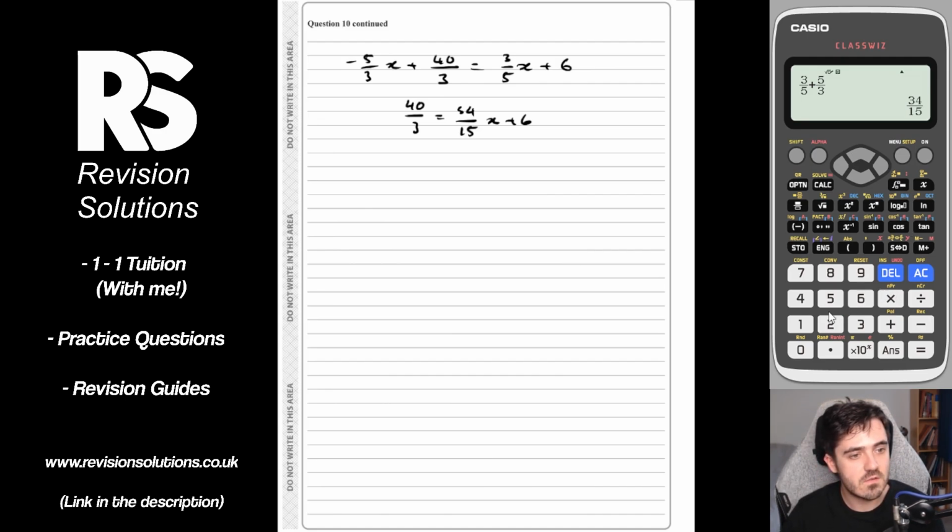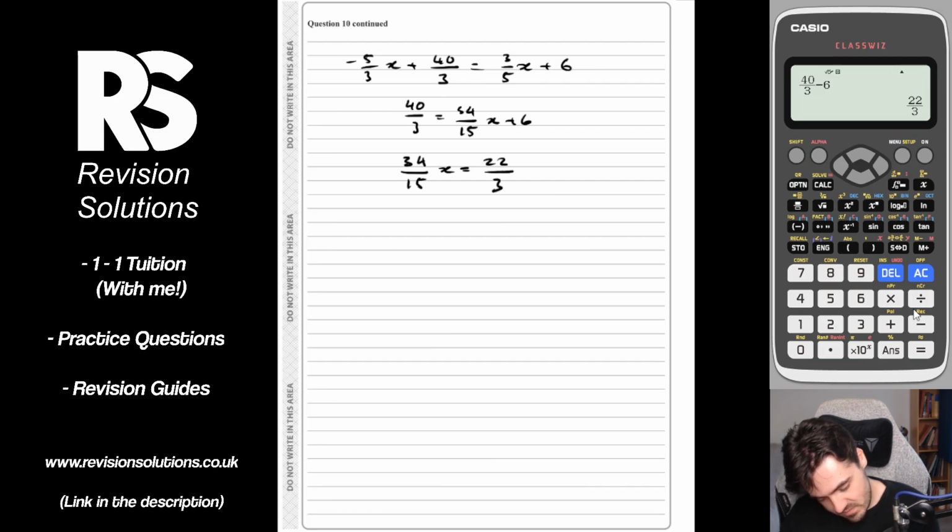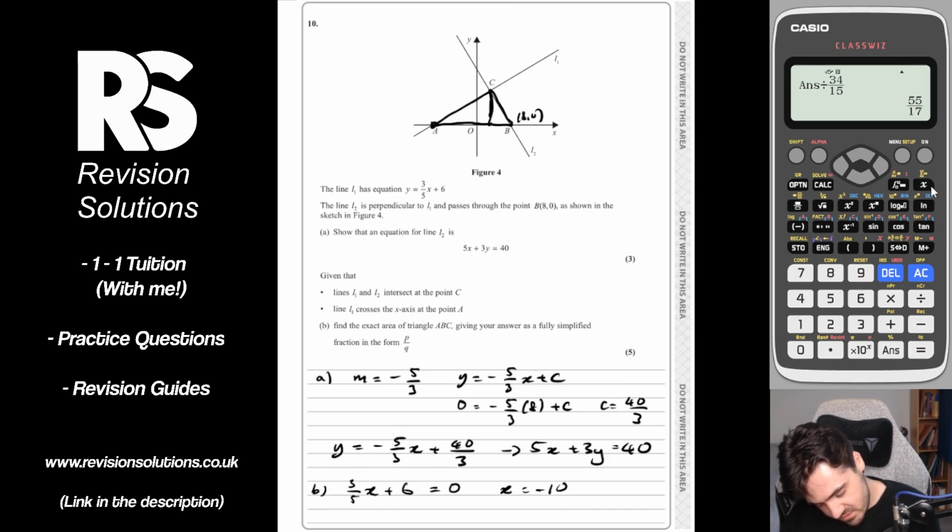Taking the 6 over, so if we have 40 over 3, take away 6, we'd have 34 over 15 x equals 22 over 3. And then we need to divide that 22 over 3 by our 34 over 15, which is 55 on 17. So if x is 55 on 17, well, if I want the y coordinate to get the height of my triangle, I need to find the y coordinate.